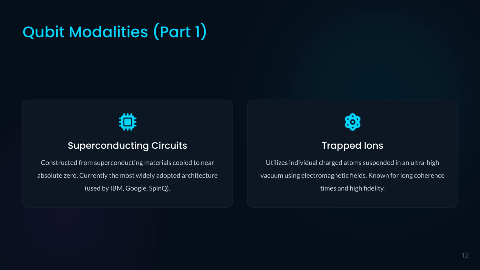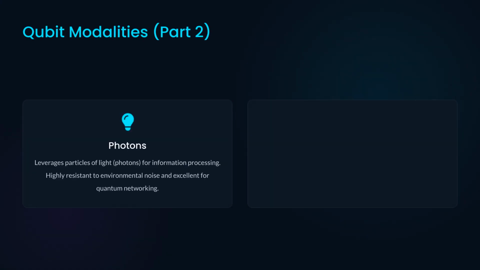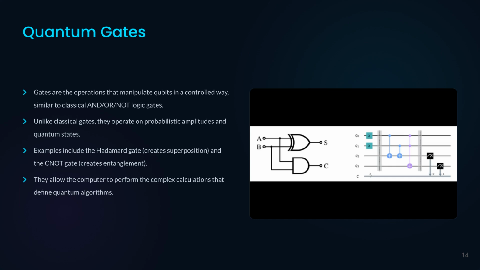Superconducting circuits are currently the most widely adopted architecture, while trapped ions use charged atoms in a vacuum to achieve high fidelity and coherence. Other modalities include photons, which are highly resistant to noise and great for networking, and quantum dots, which manipulate electron spin for high levels of potential miniaturization. Quantum gates are the operations that manipulate these qubits. Unlike classical logic gates, they work with probabilistic amplitudes to execute complex quantum algorithms.